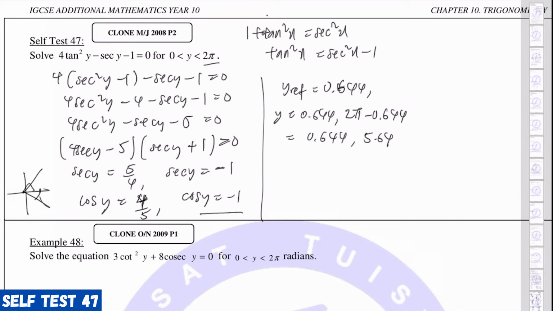For cos y equals negative 1, again we use a graph. The graph of cos is this. It is negative 1 at 180. We convert 180 to pi. So maybe I write it down this way, I write separately, y equals pi. So you have 1 answer here, 2 answers here, total 3 solutions. Okay.